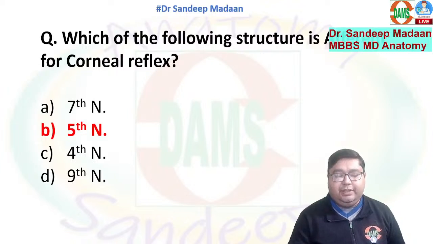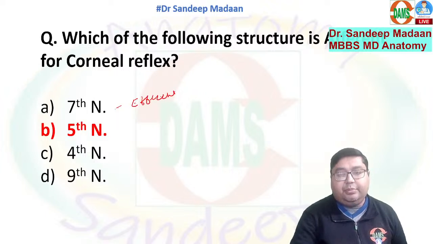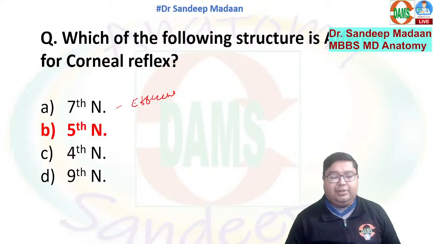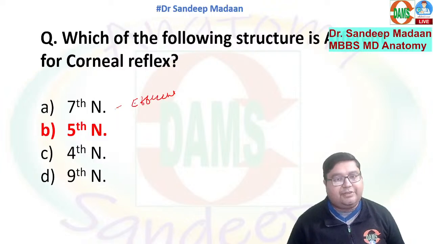In the brainstem, the efferent will be the seventh nerve, and the seventh nerve will send the fibers, and then the blink is possible because of the orbicularis oculi muscle, which is supplied by the seventh nerve. So the fifth nerve is afferent, the seventh nerve is efferent. If either of these is gone or both are gone, the corneal reflex will be absent.